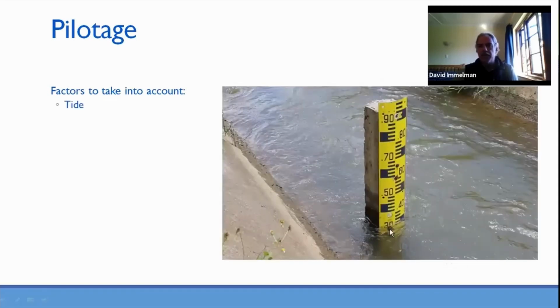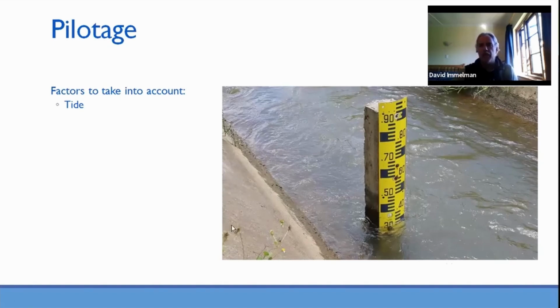So the first thing you take into account is your tide. If you think of ports like St. Peter Port in the Isle of Jersey, there's a bar there, okay, that stops you getting in and out at low water. So can you get in and out?